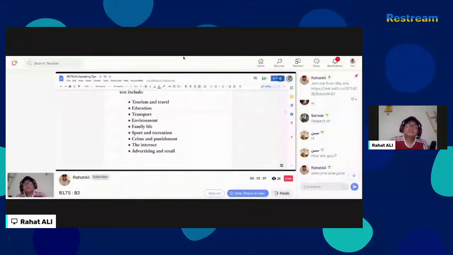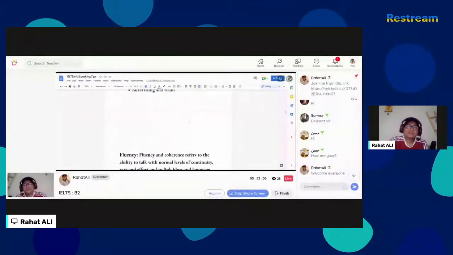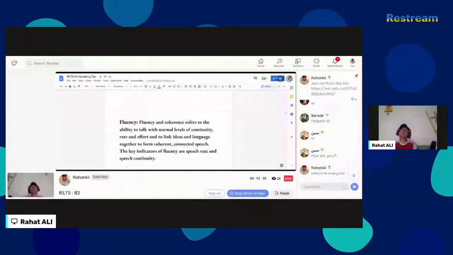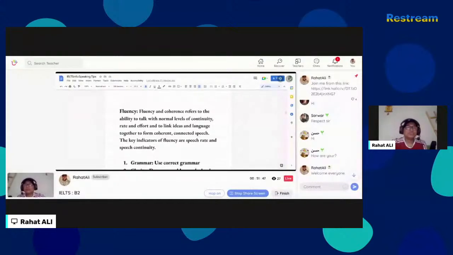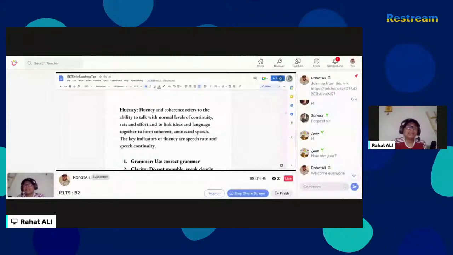All right, so the first feature for which you get 25% of the marks in the IELTS speaking exam is your fluency and coherence. And what do you understand by the word fluency? Fluency and coherence refers to the ability to talk with normal levels of continuity, rate, and effort, and to link ideas.